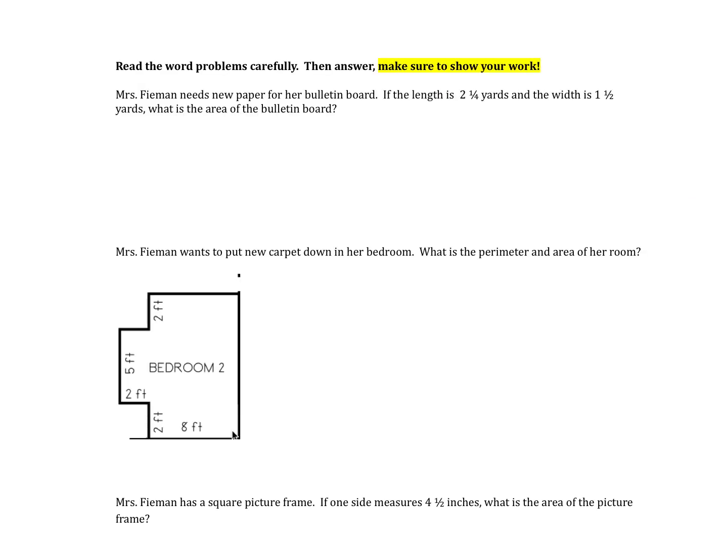Mrs. Feynman needs paper for her bulletin board. The length is 2 1/4 yards and the width is 1 1/2 yards. What's the area of the bulletin board? Remember, for area, we need to multiply. We're doing 2 1/4 times 1 1/2.